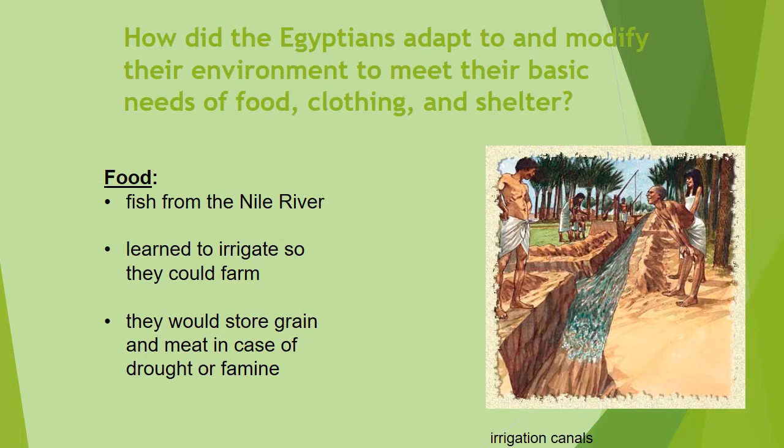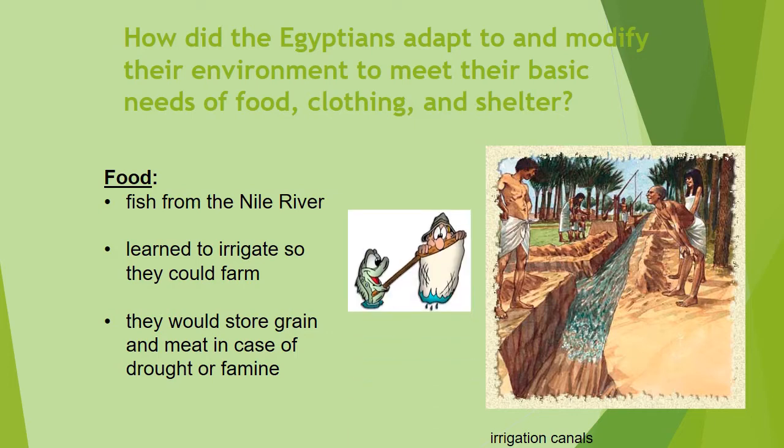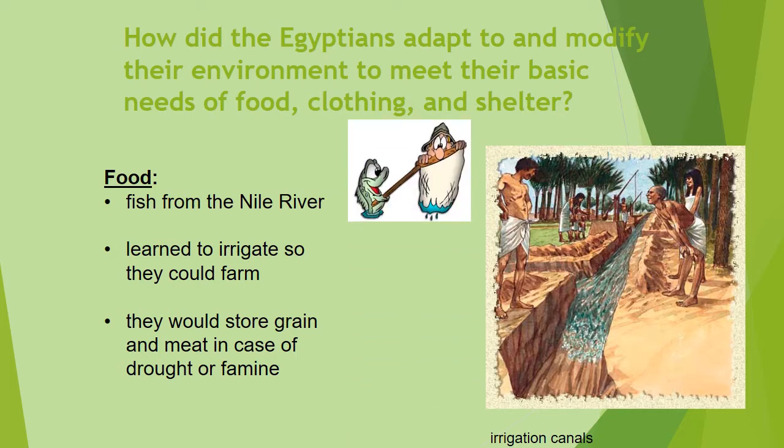How did the Egyptians adapt to and modify their environments to meet the basic needs of food, clothing, and shelter? Food. They fished from the Nile River. They learned to irrigate so that they could farm. You can see a picture of an irrigation canal. They would store grain and meat in case of a drought or famine. Drought and famine have kind of the same meaning.